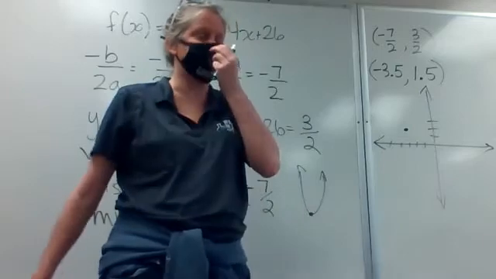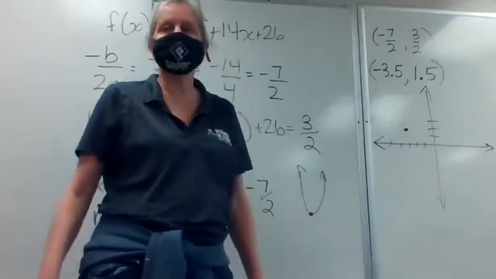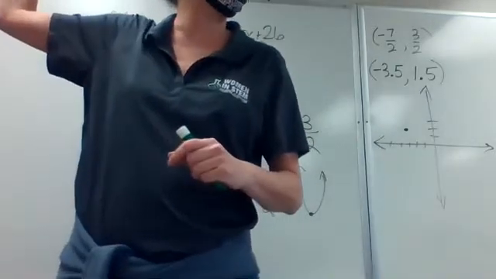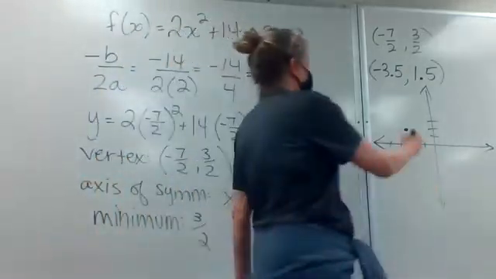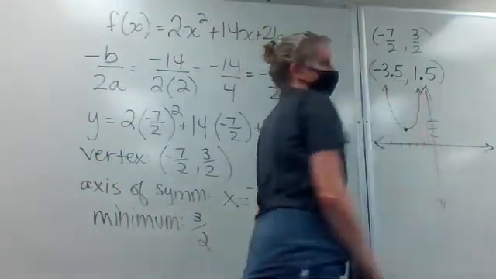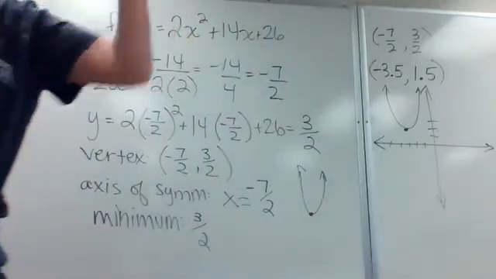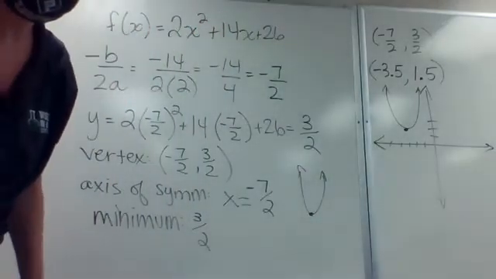And then again, it'll want you to plot another point. So you'll just put the function in your y equals and go to your table to find another point to graph. Okay?